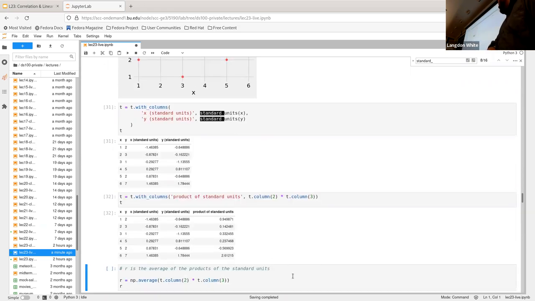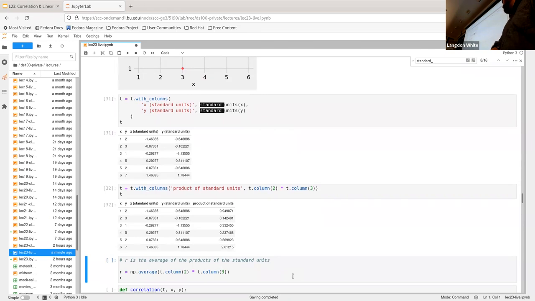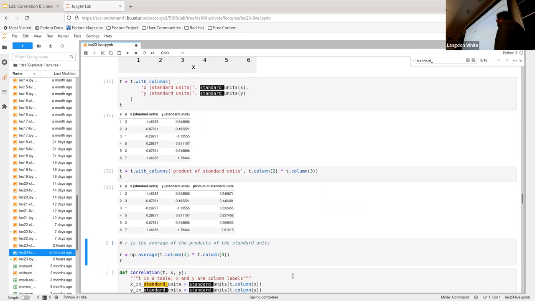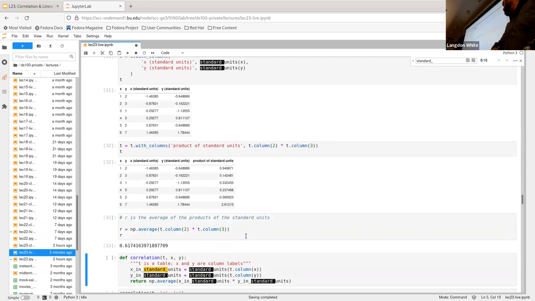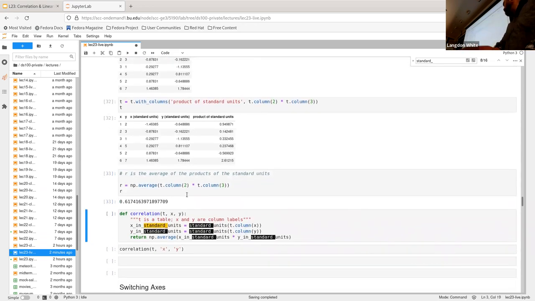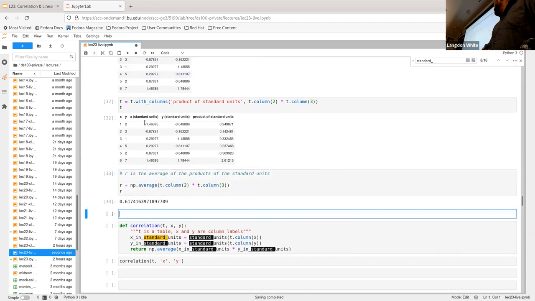So we're going to take the product of those standard units by bringing them together and then take the average of those, and that's how we're going to get to our R, which should be here. All right, and so now we have an R for this data set of 0.617. And I don't know if we drew a 0.6.